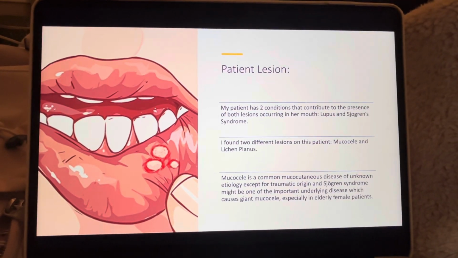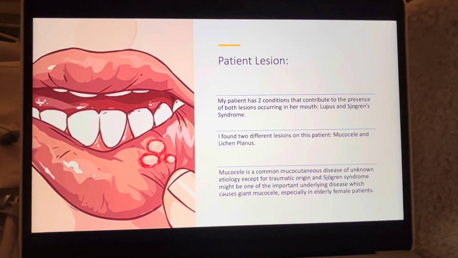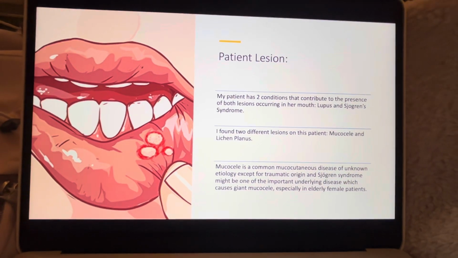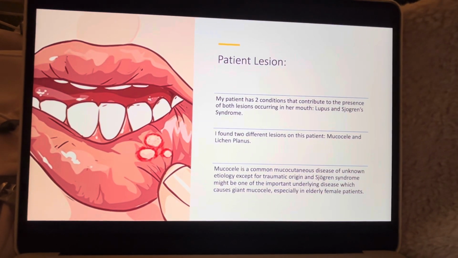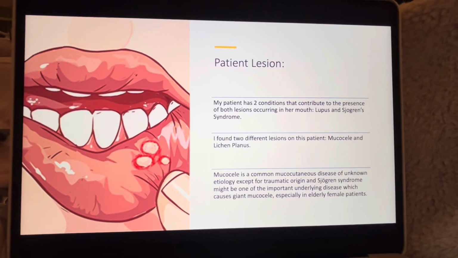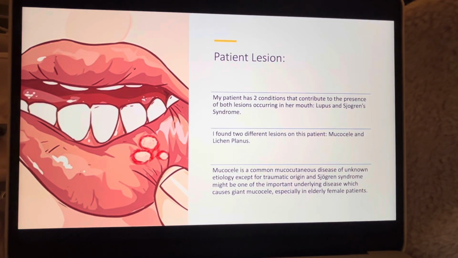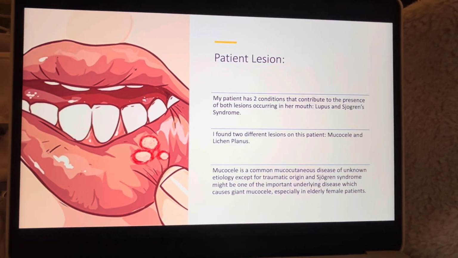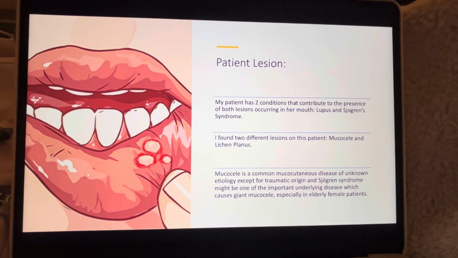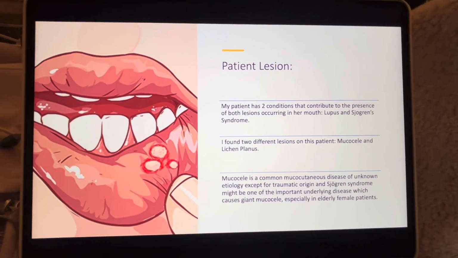For my patient lesion, my patient had two conditions that contributed to the presence of both lesions that I found in her mouth. She has lupus and Sjögren's syndrome. I did find a mucocele and lichen planus whenever I did her assessment. A mucocele is a common mucocutaneous disease of unknown etiology except for traumatic origin, and Sjögren's syndrome might be one of the important underlying diseases which can cause mucoceles, especially in elderly female patients. My patient was in her mid to upper 50s, so it made sense.